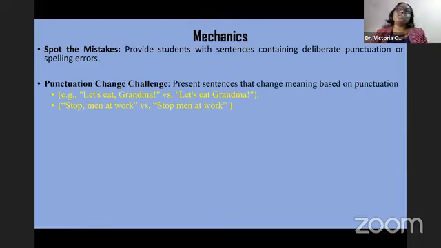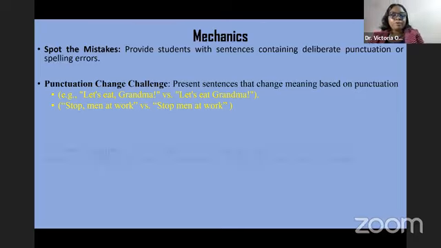So when we use the punctuation change challenge, the students will get to know that the moment they change a punctuation mark, they move it or shift it from one place to another, the meaning of the construction will change. And that can equally help them to know how meaning is being conveyed using punctuation.